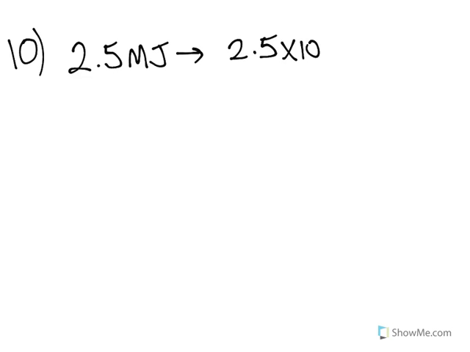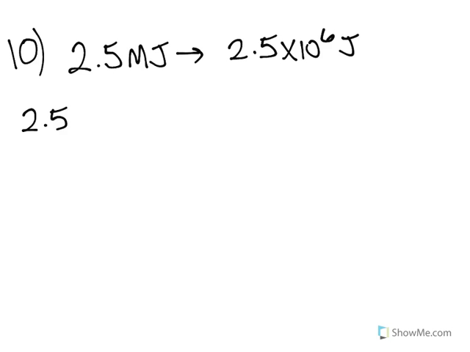So number 10 is kind of different. It wants me to solve for the heat of fusion of gold. So that's LF. And it gives me, for a bar to melt, it needs to absorb 2.5 megajoules of energy. And so if we know our SI prefixes, mega means that this is actually 2.5 times 10 to the 6th joules.